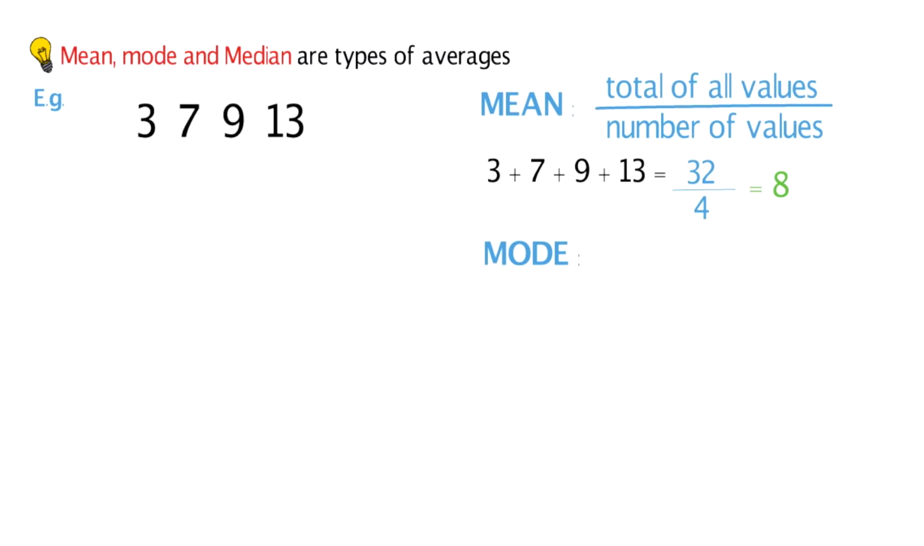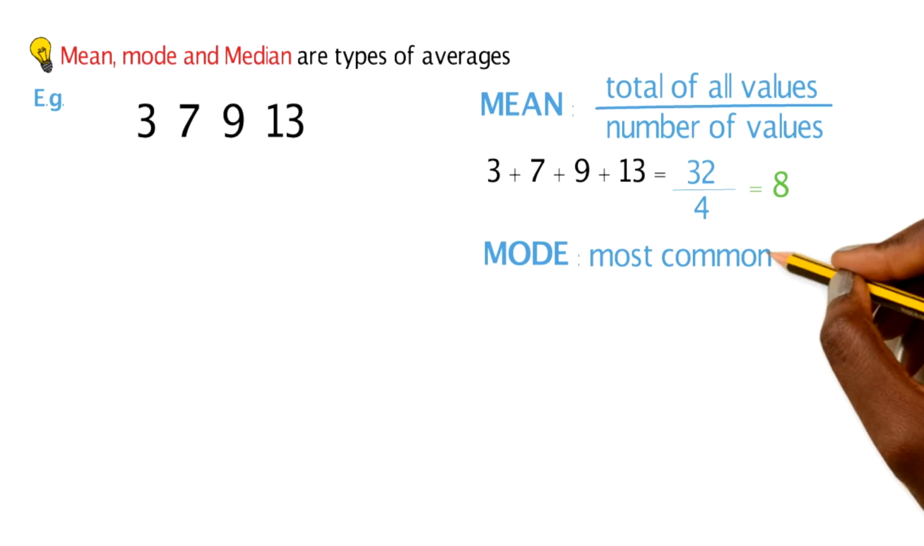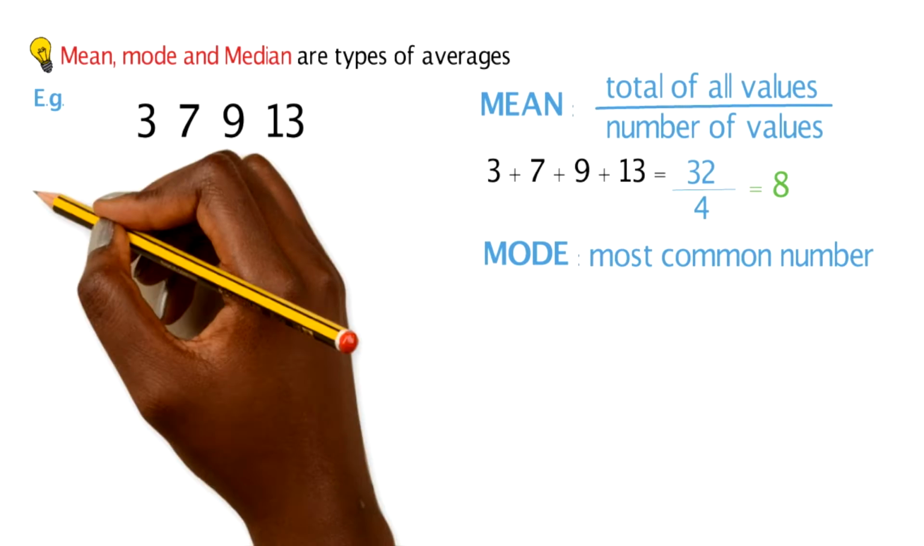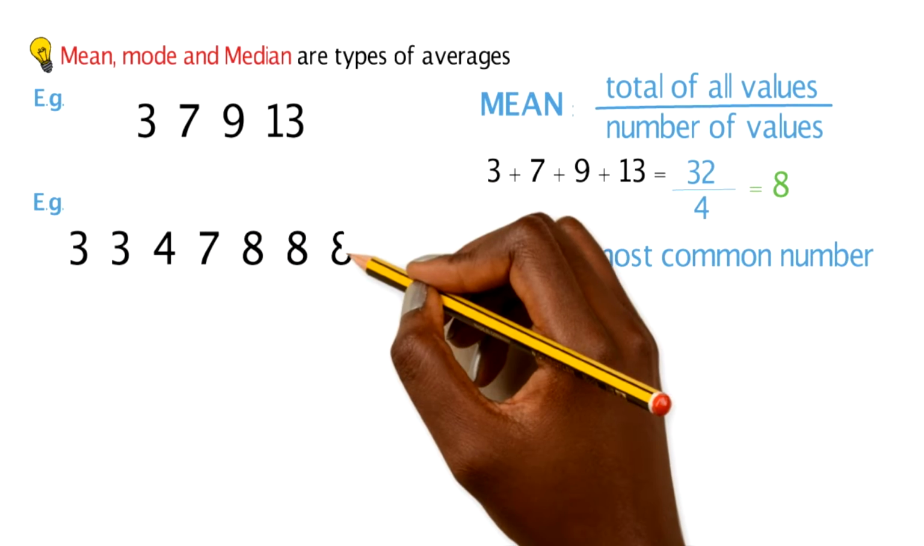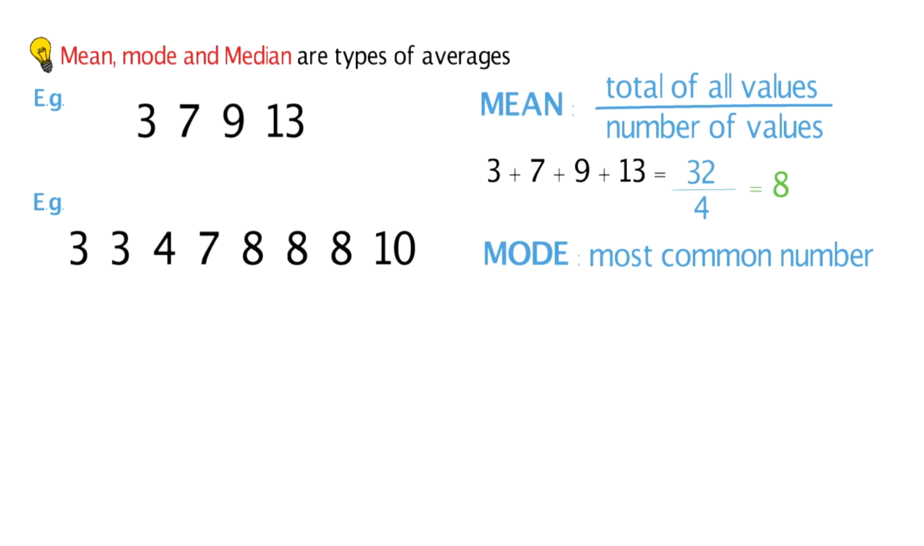Your mode, I think of the MO in mode for most common number. So that's how I remember mode. An example of this is if you have all these numbers, the common number out of them all is 8. So that's your mode.